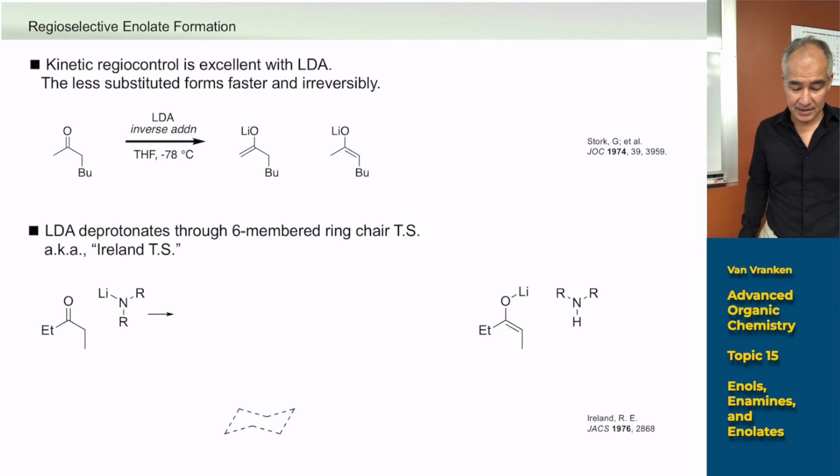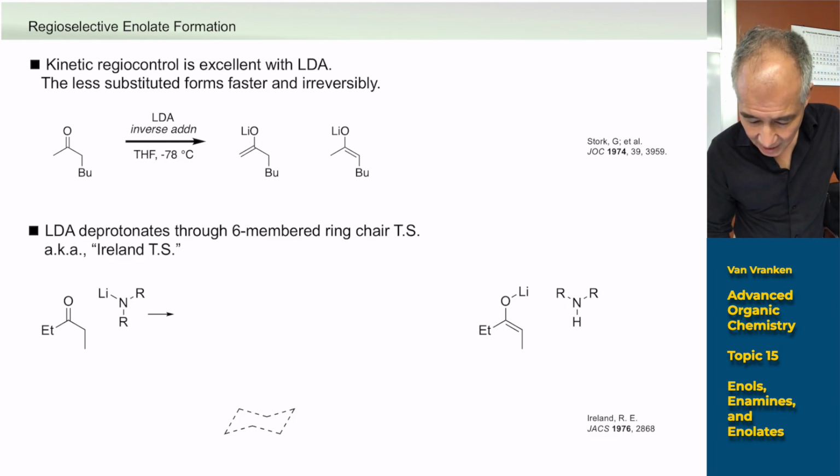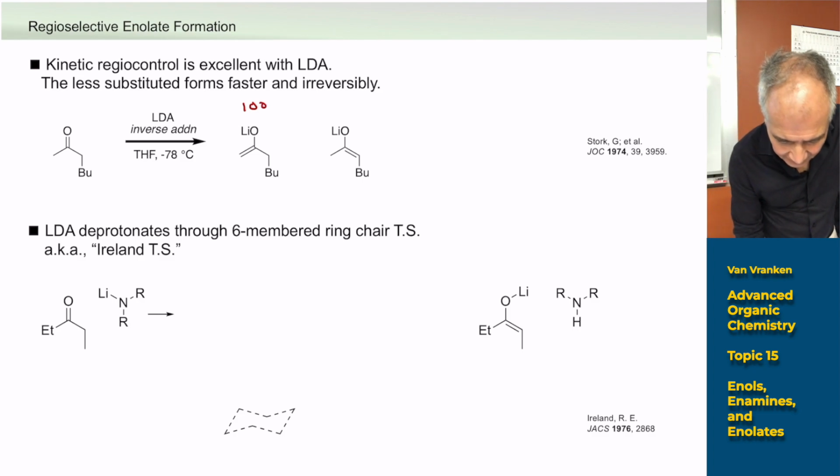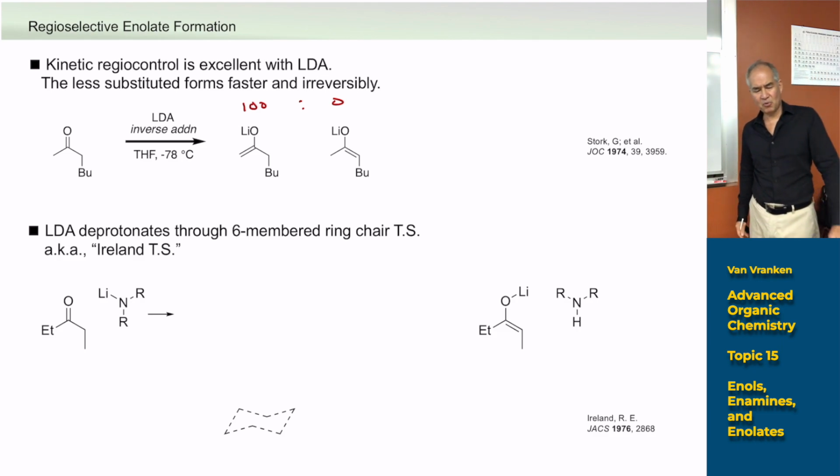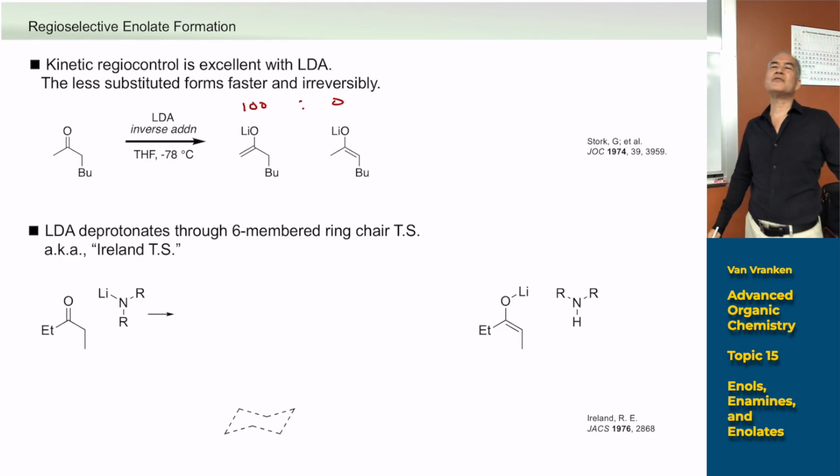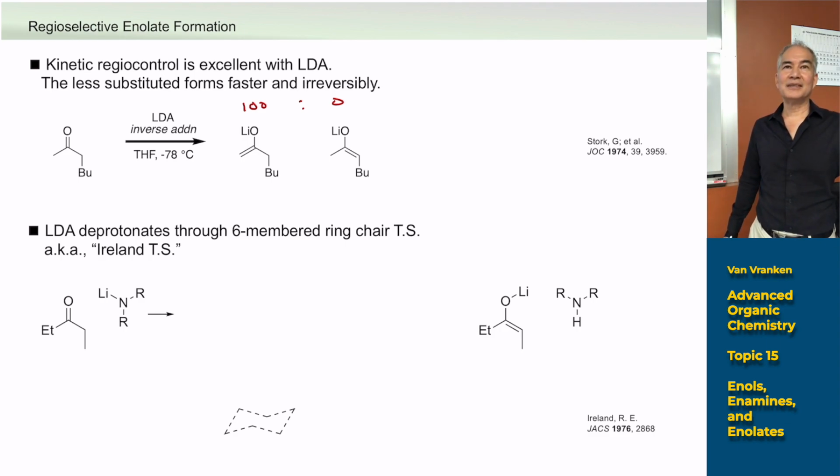And when you do that, what you end up with is a 100 to 0 ratio of the less substituted enolate. 100 to 0. Is it 0.5 or 0.01? I don't know. It's 100 to 0, right? Man, now that is useful. What's going on here? What's the secret with this? So what does inverse addition mean?